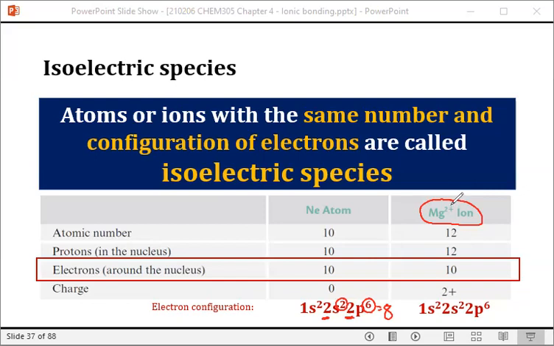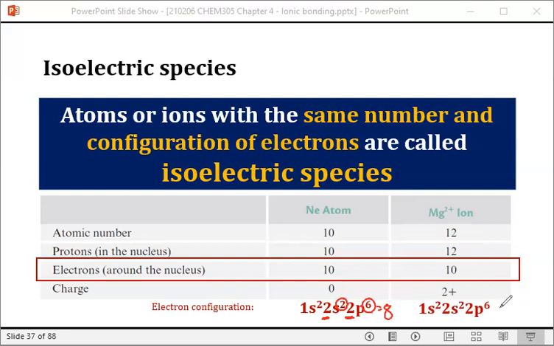So magnesium, the element, would normally have 12 electrons because it would be charged neutral as an element, but the magnesium 2+ ion has 2 fewer electrons. So it only has 10 electrons. It lost 2 electrons. Because it lost 2 electrons, it has a charge of 2+. If we wrote the electron configuration for the magnesium 2+ ion, it would be 1s2, 2s2, 2p6.